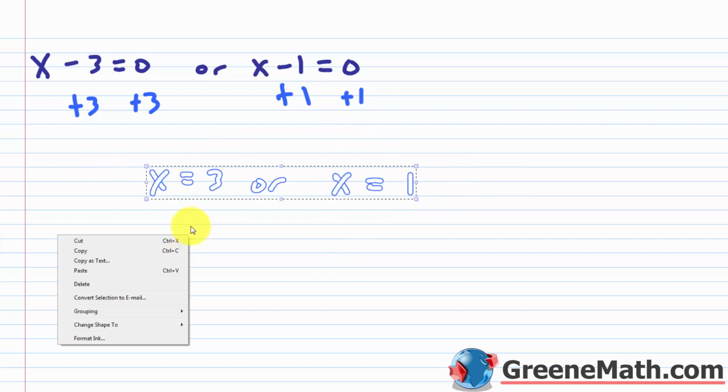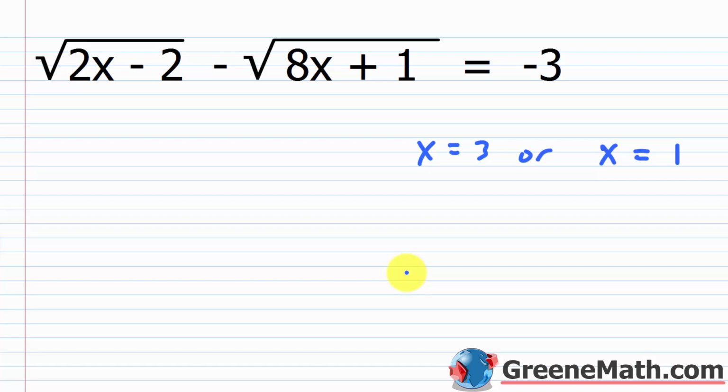So we're not done. We need to check these. So let's check x equals 3 first. So I'm going to plug in a 3 there and there. So 2 times 3 is 6. 6 minus 2 is 4. Square root of 4 is 2. Then minus. 8 times 3 is 24. 24 plus 1 is 25. So the square root of 25 is 5. So is 2 minus 5 equal to negative 3? Yes, it is. So that checks out.